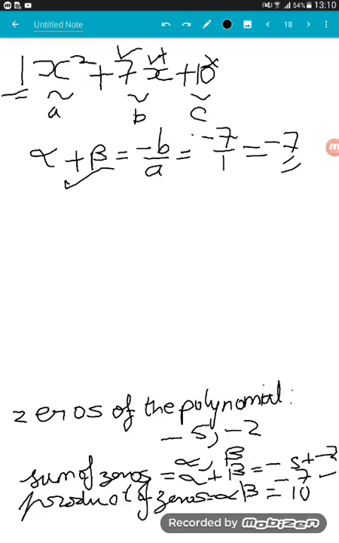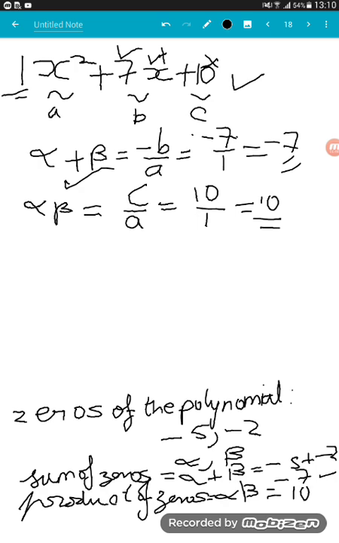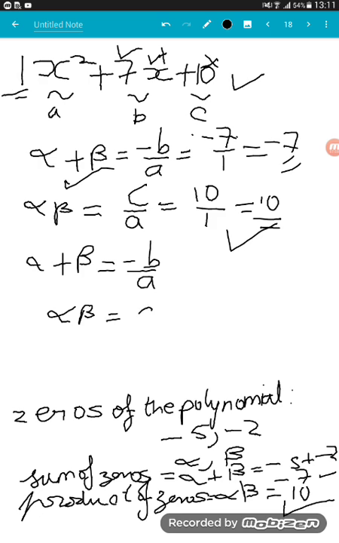And now alpha beta, we will see how it is interlinked. Alpha beta is the same as c by a, because a is nothing but 1, so no change is going to take place. It will be 10 by 1 equal to 10, that is the same as this 10. Therefore we can say that alpha plus beta is nothing but minus b by a, and alpha beta is nothing but c by a.